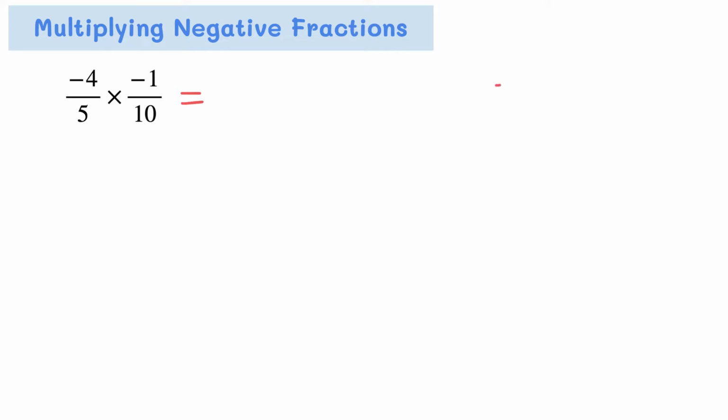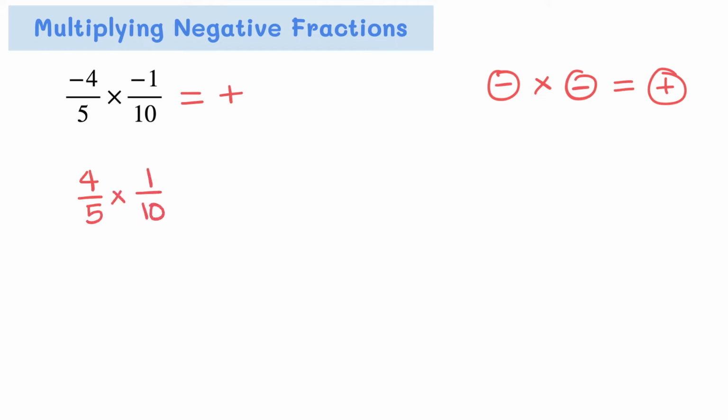We're doing a negative number times another negative number, which is going to give us, that's right, a positive number. So we know that our answer is going to be positive. And now we can just do our multiplication. So I've got 4 over 5 times 1 over 10. One strategy is I could just multiply across and do 4 times 1, which is 4, and then 5 times 10, which is 50.